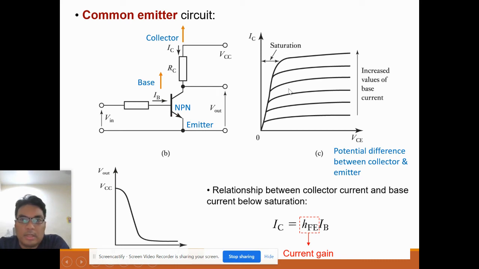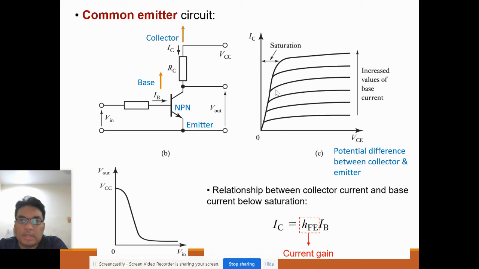As we increase the value of the base current, the collector current will also increase, as you can see in the graph. But the potential difference between the collector and emitter is reduced because of this resistor. The mounted resistor will reduce the potential difference between the collector and emitter. Even though the base current is increased and the collector current is increased, the difference between the collector and emitter here is reduced by the RC resistor. So as you go through this, the VCE is reduced, going to this saturation limitation.